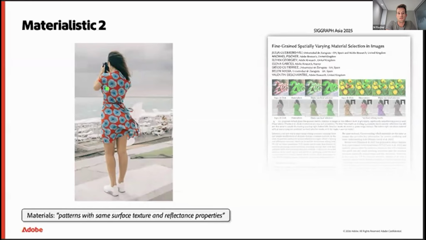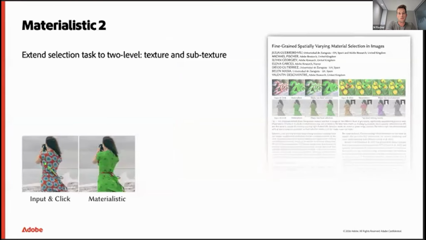And if you remember this definition of materials, patterns with the same surface and reflectance properties, if you think about this, this is actually ambiguous, right? Because that definition will change with the scale or the field of view of your picture. If you zoom in, if you put the camera very close to your material, the same surface texture or a repetitive surface pattern will look very different than if you're far away, right? So in this paper, we extend the original selection task to a 2-level selection of texture and subtexture that vary with scale.